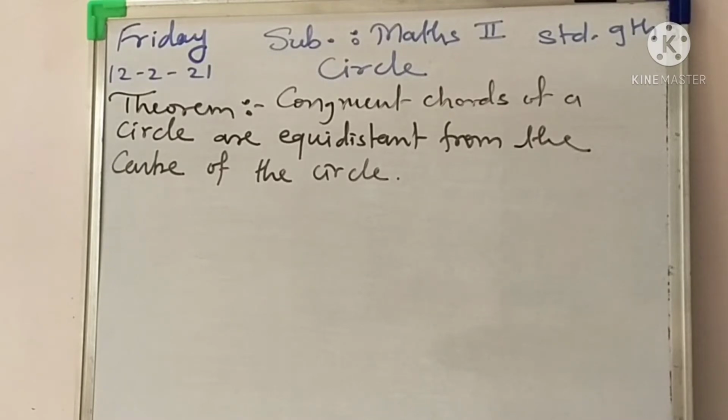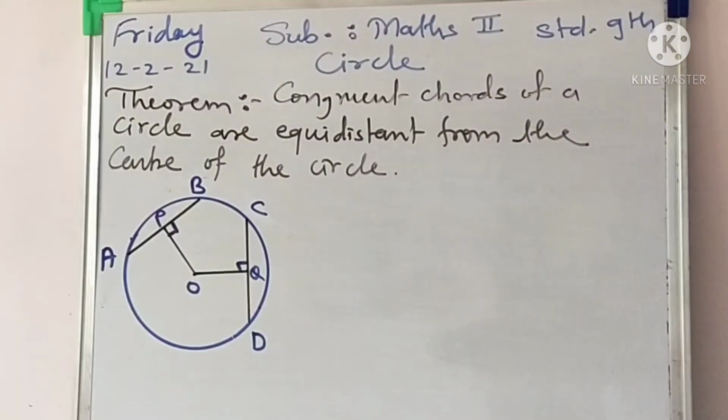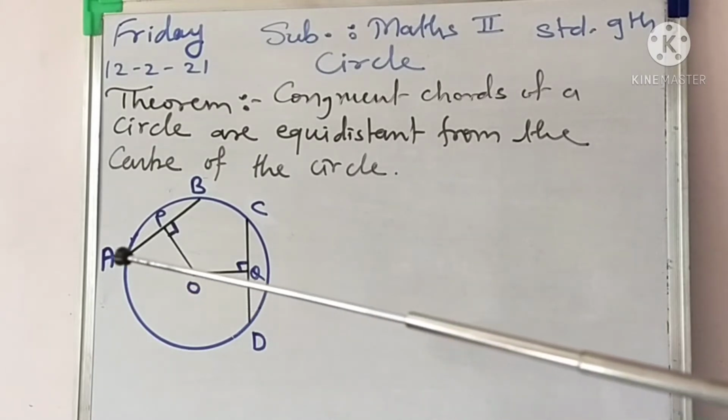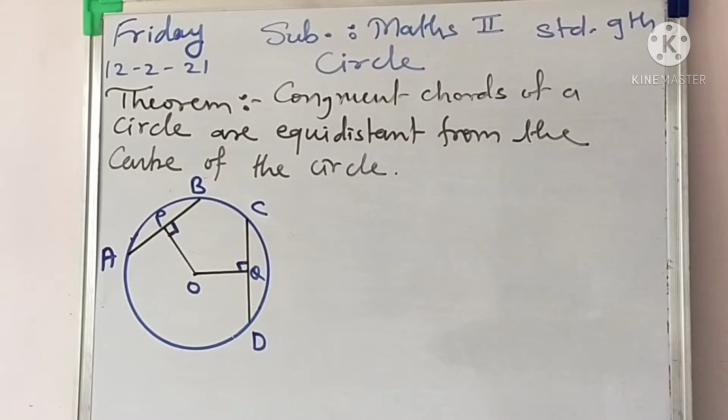Equidistance means equal distance from the center of the circle. So to prove this, first we need to draw the proper figure, one circle and its two congruent chords. Pay attention here. We draw one circle with center O, and we draw two chords, segment AB and segment CD, as congruent chords.